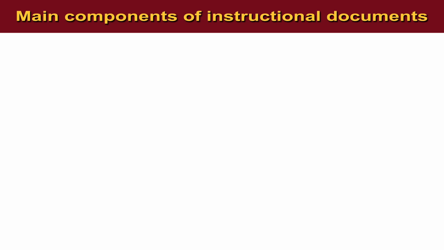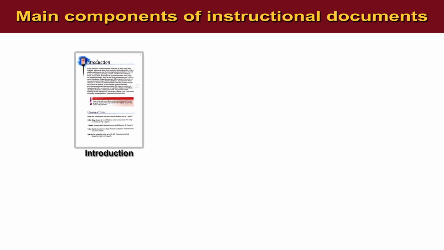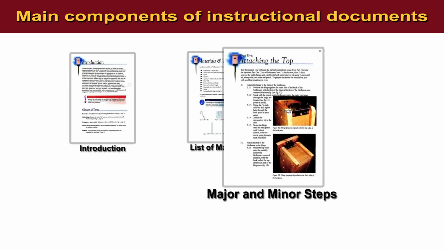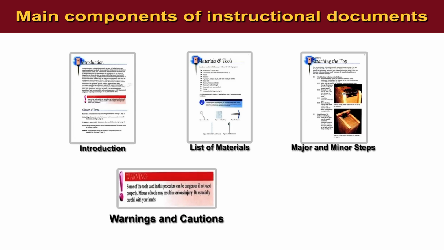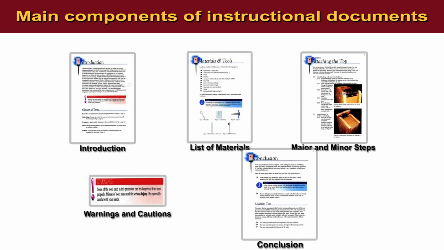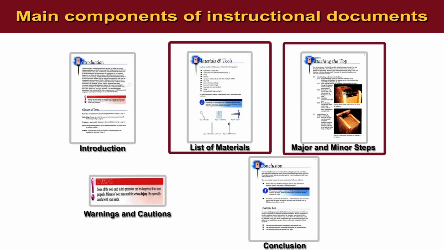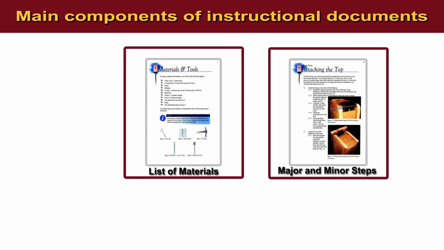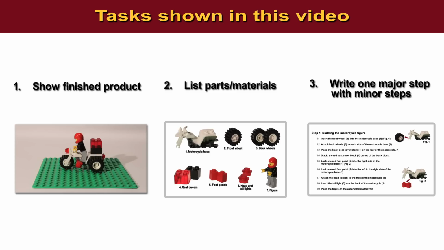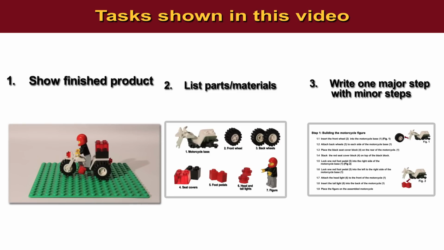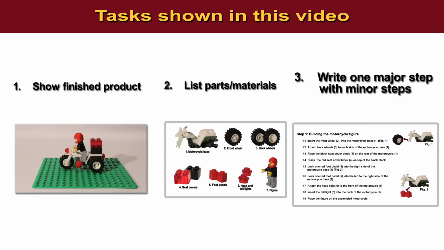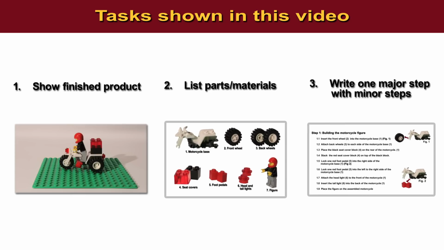The components of instructions begin with the introduction, move to a list of materials your users will need, then to the writing of the steps, which may include warnings or cautions, and finally a conclusion to signal the completion of the procedure. We will focus on two of the components from this outline, listing the materials and writing major and minor steps for one step of the procedure.